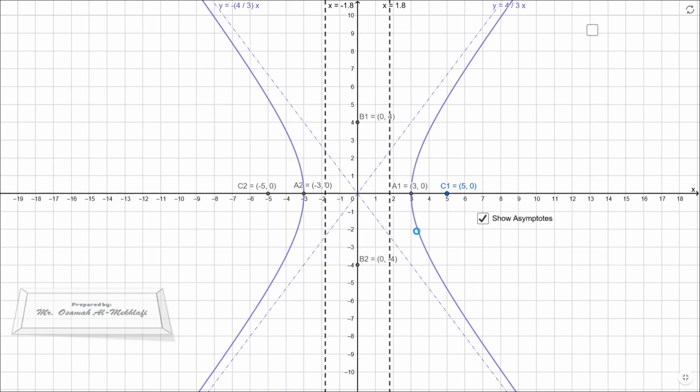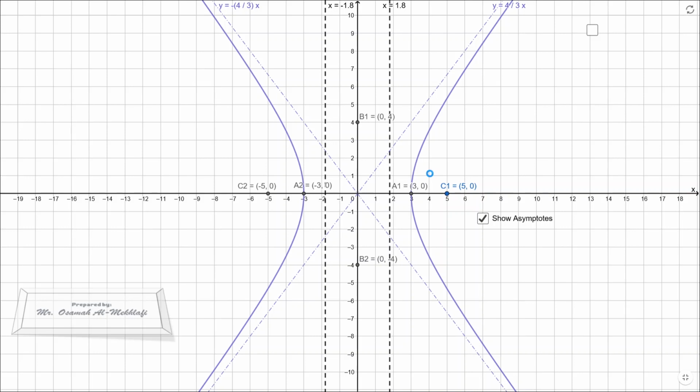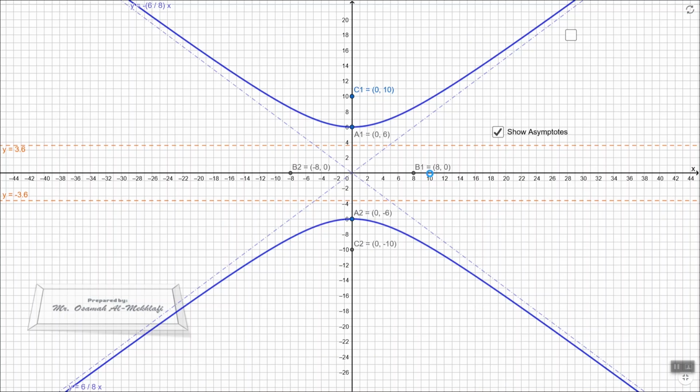If it's from the second standard position, then we will divide the number on the y-axis over the number on the x-axis. It will be a over b x. So here it is b over a, and here it is a over b. So it's the gradient, and the gradient is y over x. So you will divide the number on the y-axis by the number on the x-axis. And we're not talking about the focus, we're talking about the vertices a and b, okay?